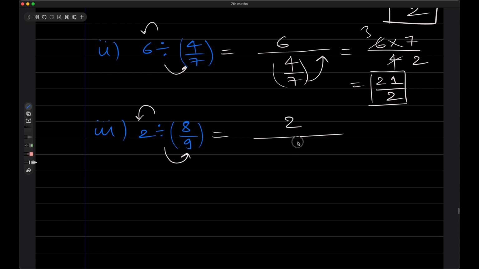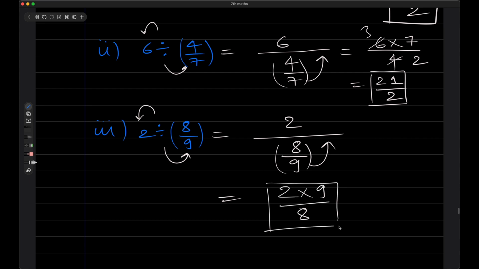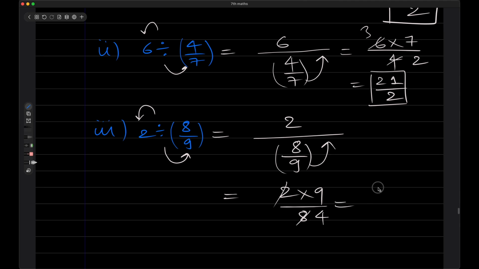For the last one, starting from the division, the left side is above the division line, and the right side is below the division line. Then for the fractions, send the denominator to the opposite side, that is 2 into 9 divided by 8, that is equal to 9 divided by 4, which is the answer.